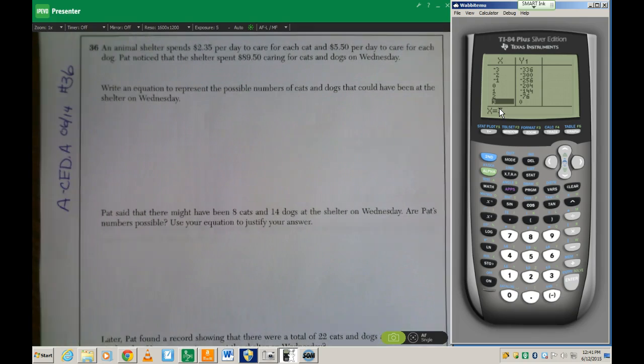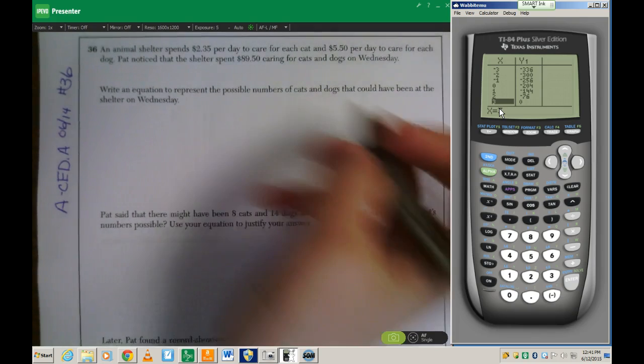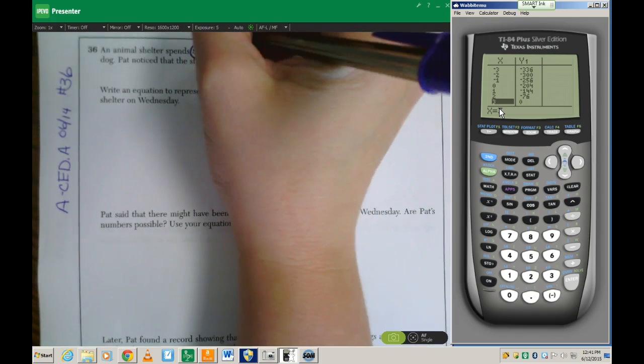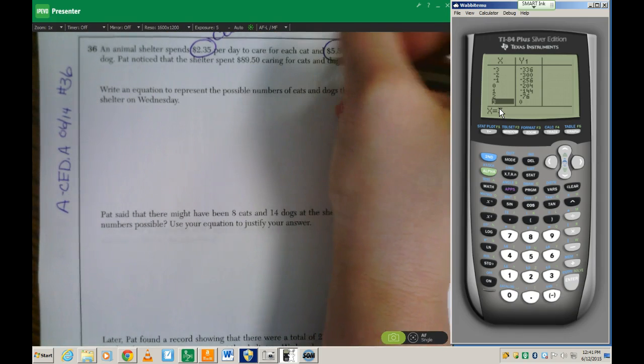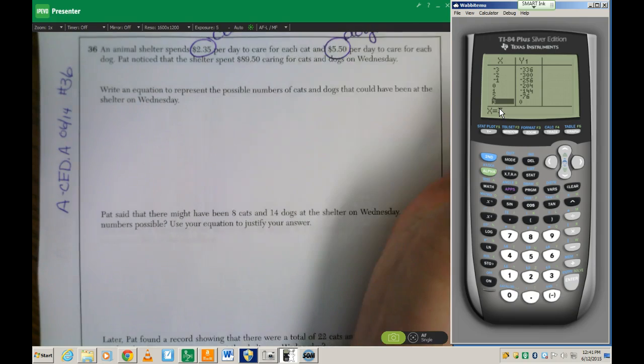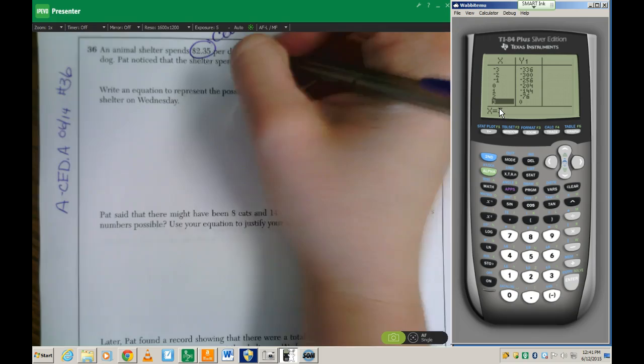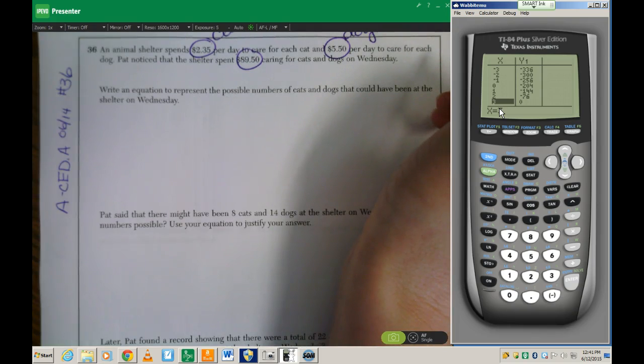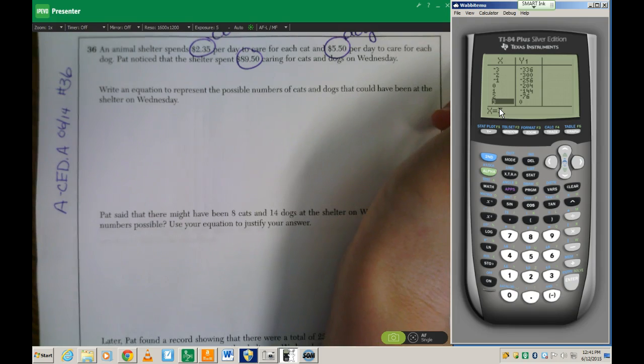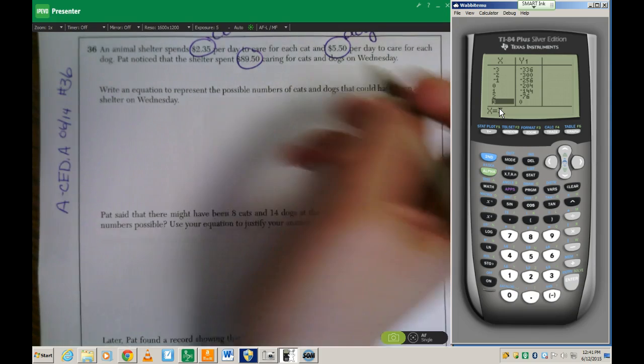All right. An animal shelter spends $2.35 per day to care for each cat and $5.50 per day to care for each dog. Pat noticed that the shelter spent $89.50 to care for the cats and dogs on Wednesday. Write an equation to represent the possible number of cats and number of dogs that could have been at the shelter on Wednesday. First, we have to specify our variables.